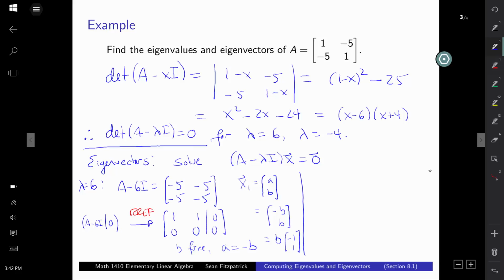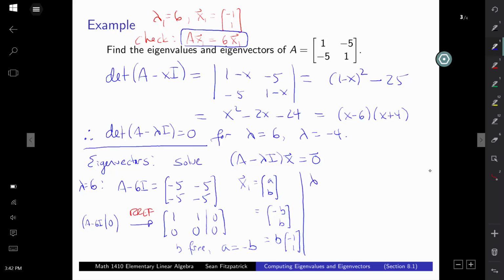So setting b equal to 1, for lambda equals 6, which we'll call lambda 1, I get x1 equal to minus 1, 1. And feel free to check that if I take my vector and multiply by my matrix, I do indeed get 6 times x1. So A times x1 is equal to 6 times x1. I'll give that as an exercise for you to check. That's the whole point: it has to satisfy this equation, so you should check that at the end and make sure that it works.